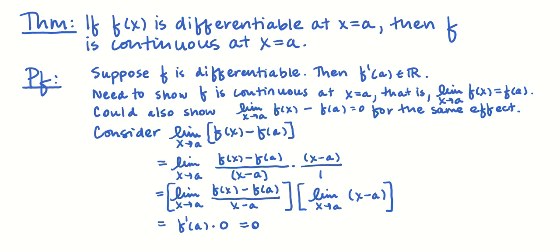But we could also show that the difference of those two things is zero to have the same effect, right? To show that it's continuous, we could show that the limit as x approaches a of f of x and f of a have no difference.